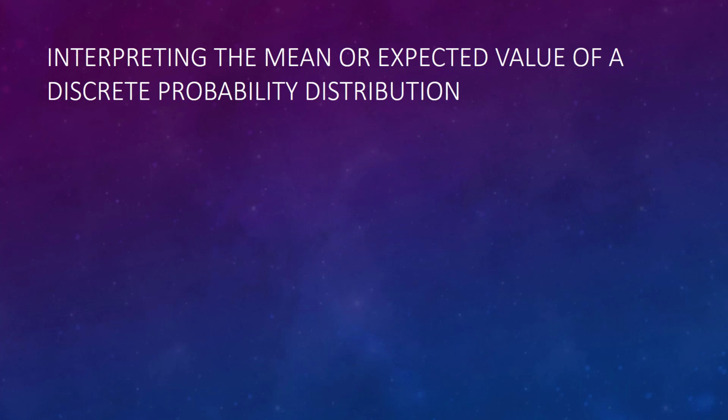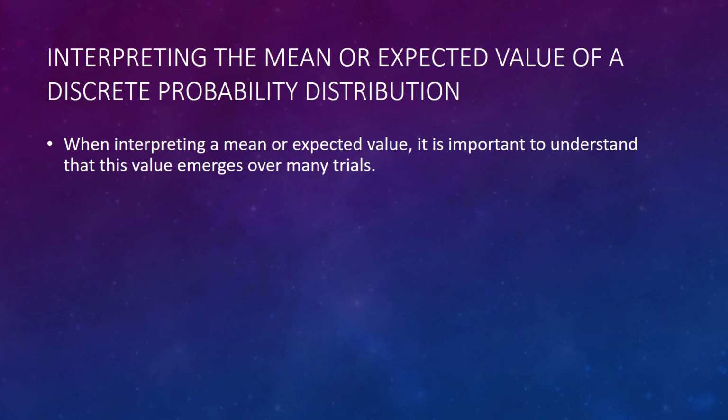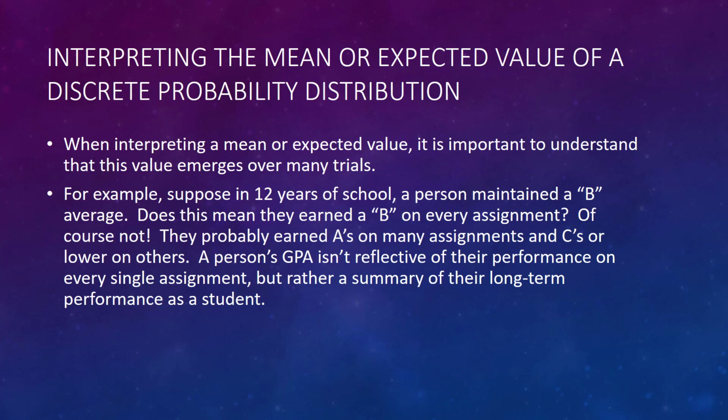Interpreting the mean or expected value of a discrete probability distribution. When interpreting a mean or expected value, it is important to understand that this value emerges over many trials. For example, suppose in 12 years of school, a person maintained a B average. Does this mean they earned a B on every single assignment? Of course not. They probably earned A's on many assignments and C's or lower on others.